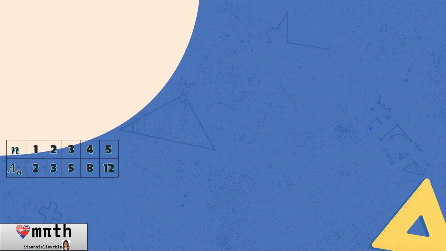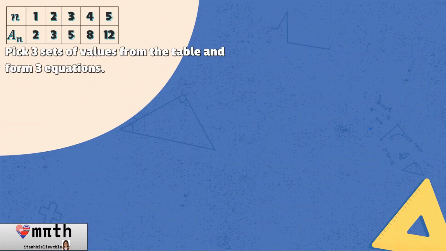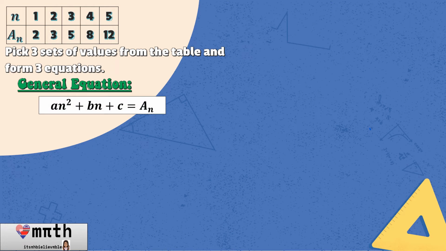And now, let us pick 3 sets of values from the table and form 3 equations. We also need to remember that we're going to use the general equation for quadratic, which is a times n squared plus b times n plus c is equal to a sub n. Let us solve for equation number 1.